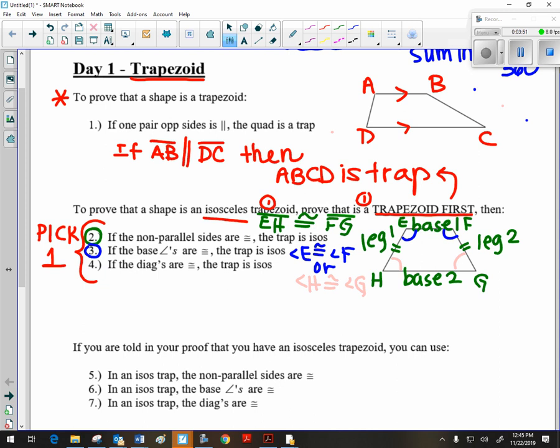The last way to prove that we have an isosceles trapezoid is to draw the diagonals in. If we can show that the diagonals in the trapezoid are congruent, we can say that it must be isosceles. So if we could show that line segment EG, that diagonal, is congruent to line segment FH, that diagonal, we would be able to classify this trapezoid as isosceles. So at the top is how to prove that you have a trapezoid, followed by how to prove that your shape is an isosceles trapezoid.